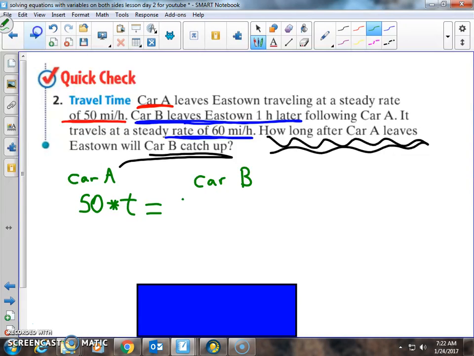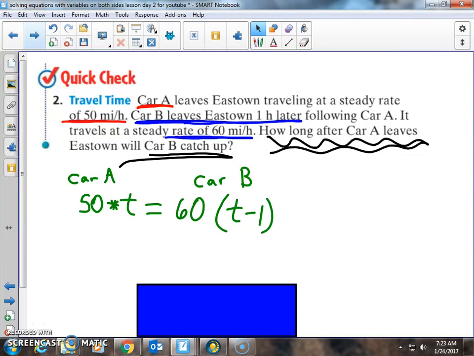Car B, I know, is traveling 60 miles an hour. I also don't know how many hours car B was on the road, but I do know this. Car B was on the road for an hour less. So what we can do is we can say, okay, t stands for the time car A is on the road. So car B was on the road t, which stood for the time that car A was on the road, but 1 hour less, so we'll subtract 1 hour.